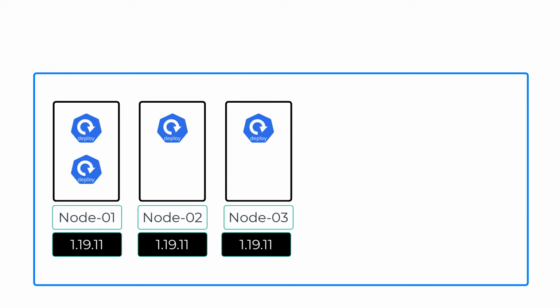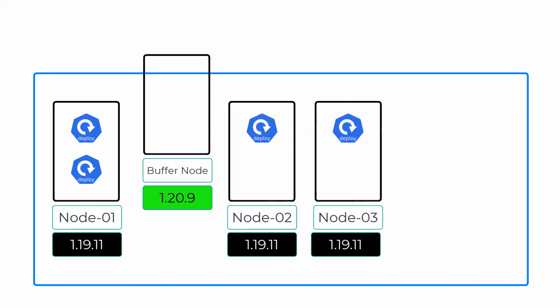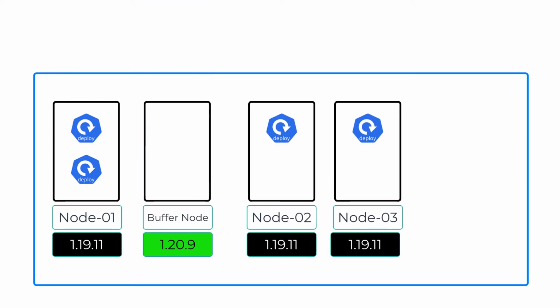Here's what would happen when we initiate the upgrade command. A new buffer node gets added to the cluster that runs the specified Kubernetes version, that is 1.20.9 in our case. AKS then cordons one of the old nodes. What cordon does is it makes this old node not schedulable such that no new pods are added to it. Great. This ensures no new pods are scheduled on the node.